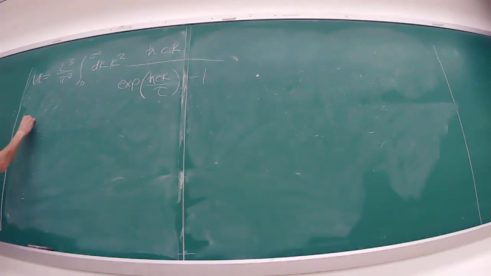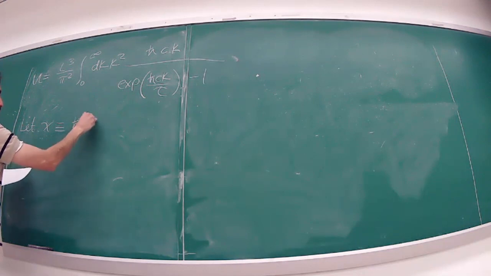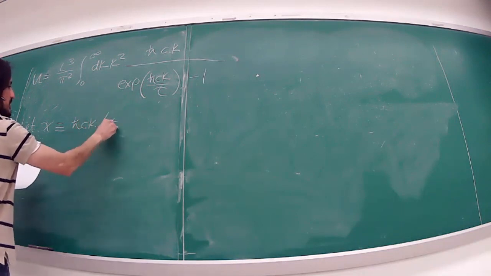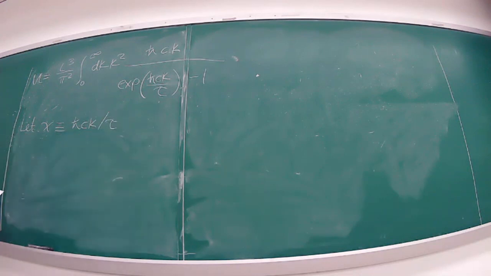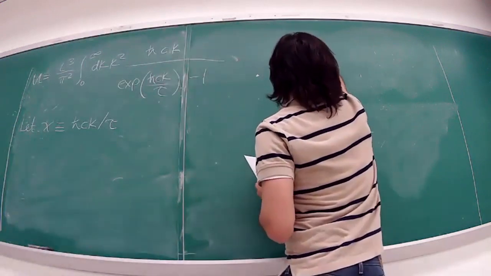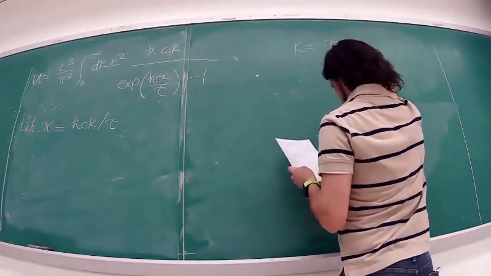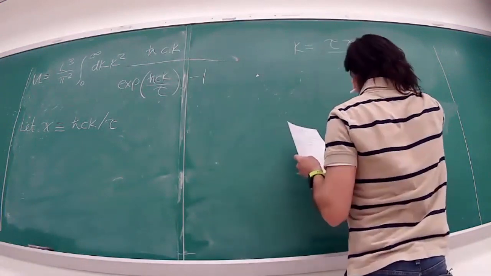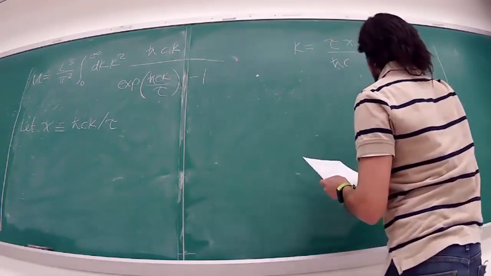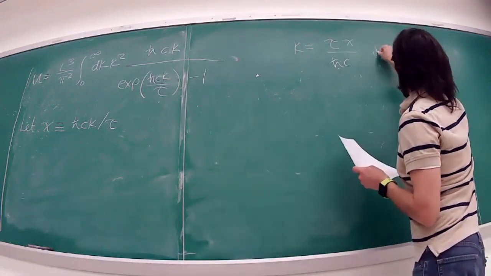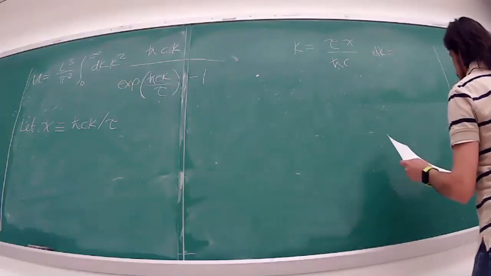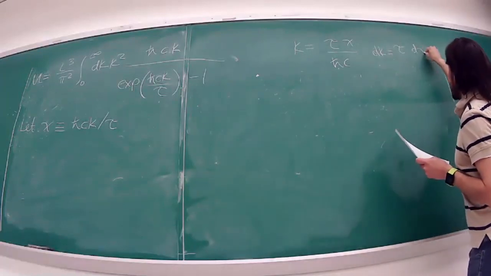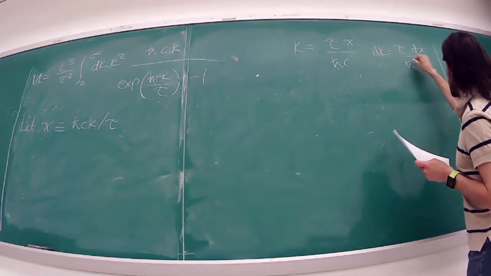So now let x be defined as h bar ck divided by tau. And if this is the case, then k is tau x divided by h bar c, and dk is tau dx divided by h bar c.